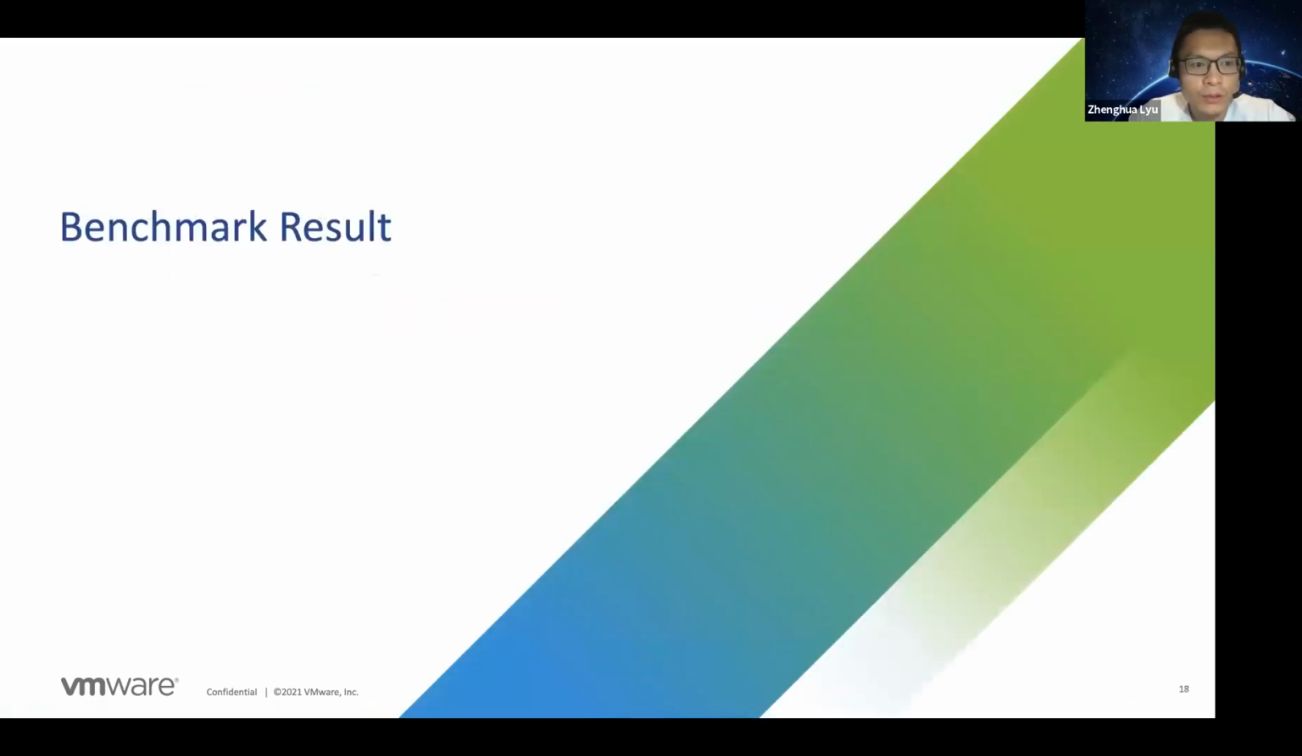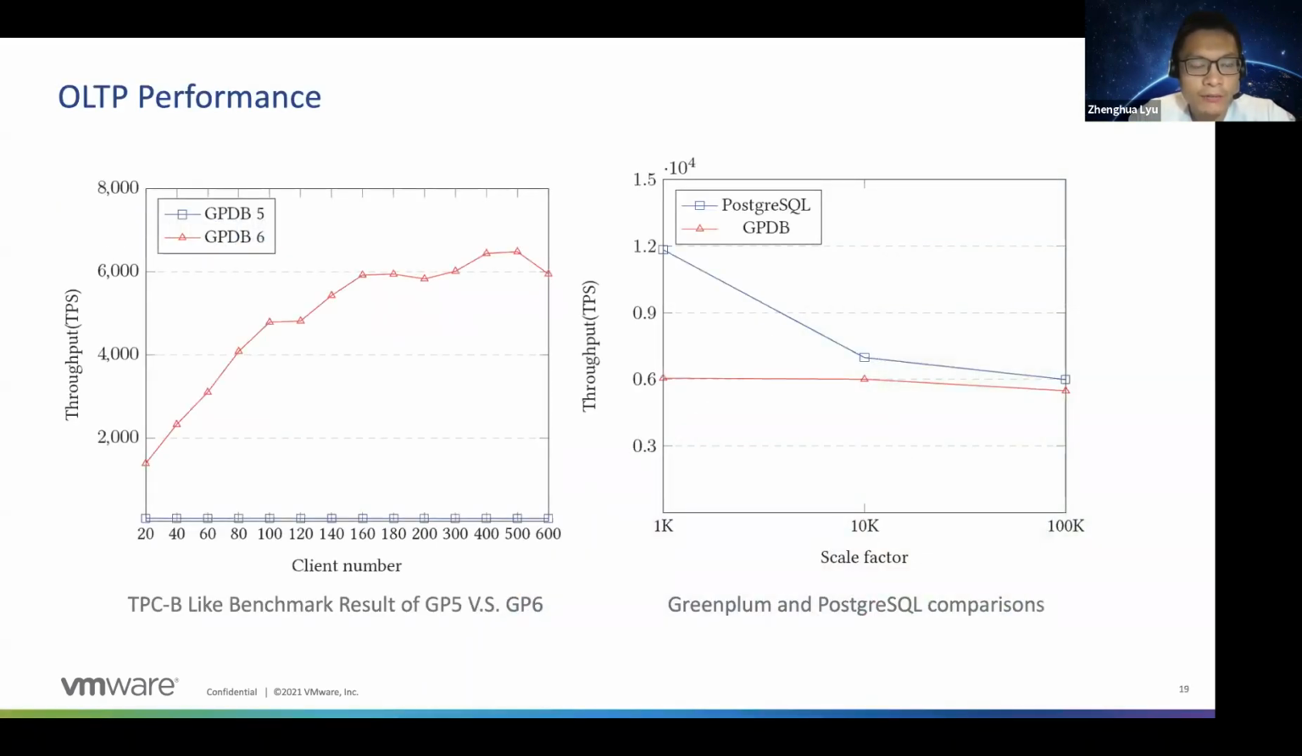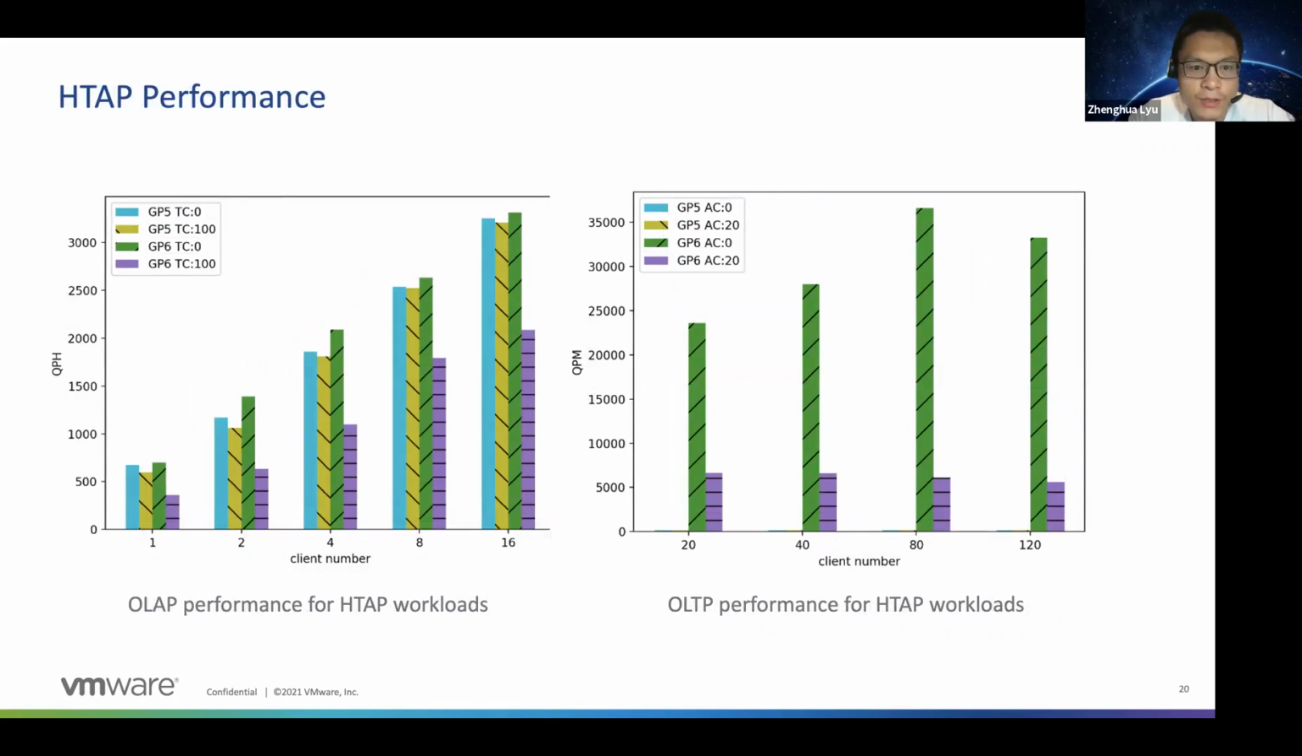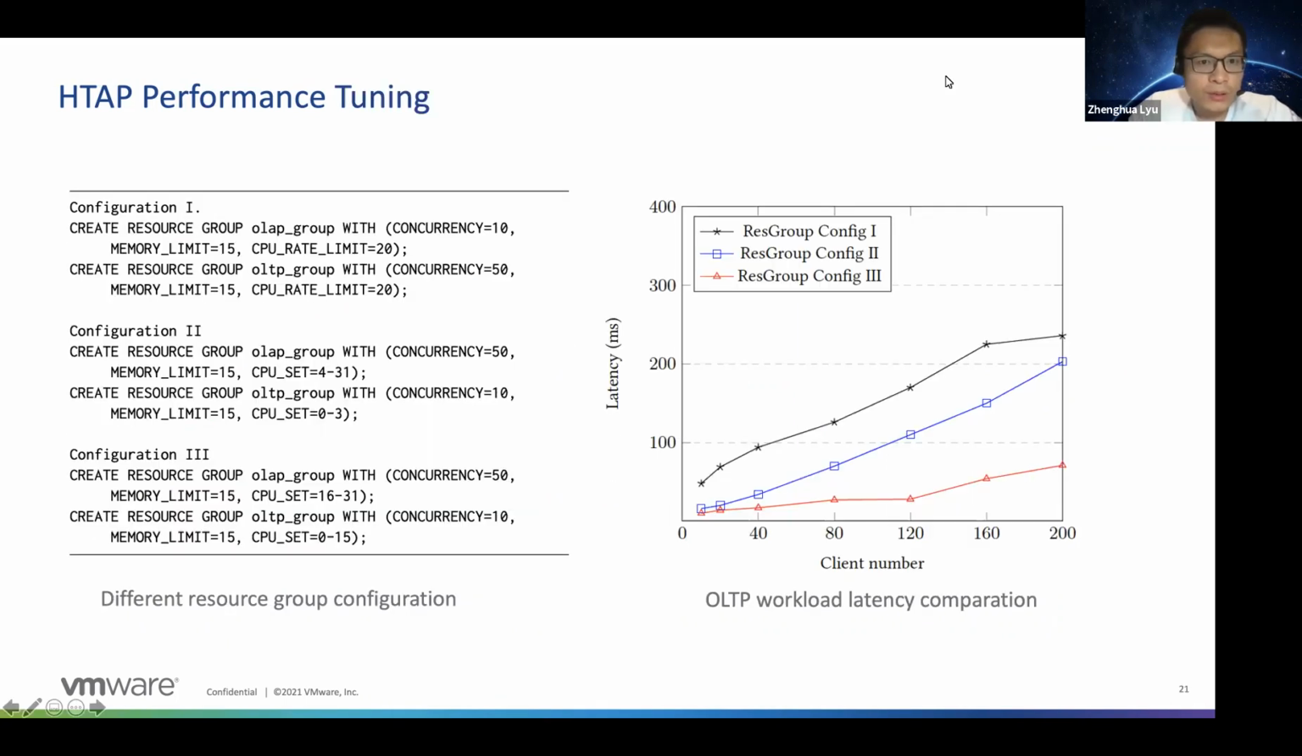Finally, let's come to the benchmark results. In the left picture of this slide, we show the huge OLTP performance gain of GPDB6. And in the right picture, we show the scalability is better than Postgres. And this slide shows the HTAP performance. We can see the performance is much better compared to GPDB5, the previous version. Greenplum allows DBAs to tune each resource group's parameters to achieve different performance for their workload.